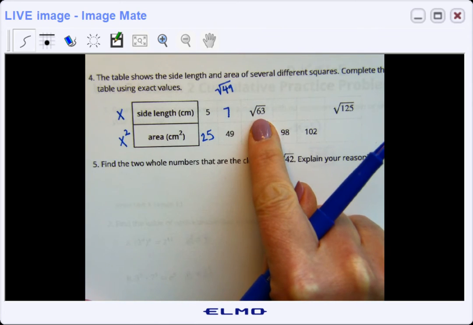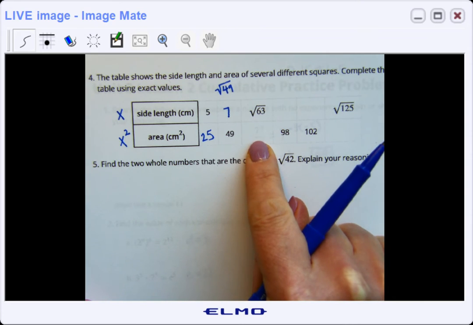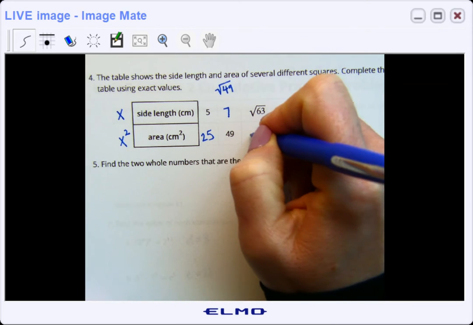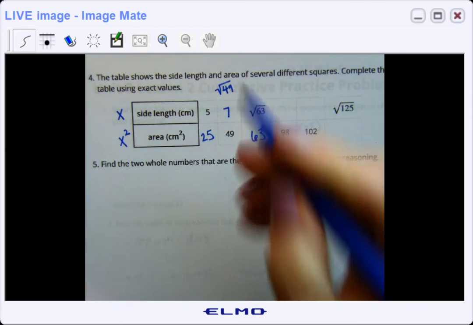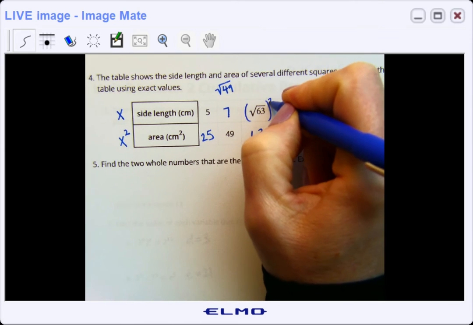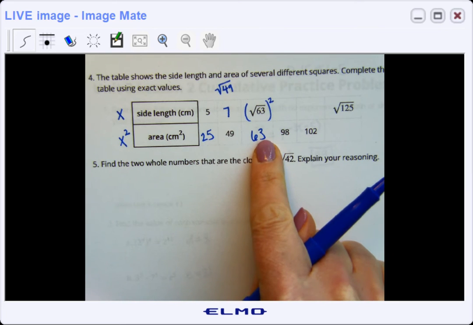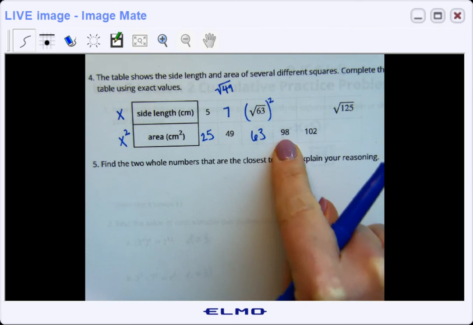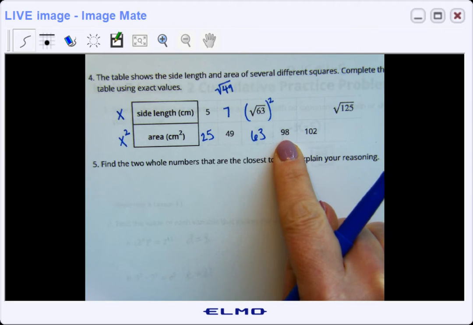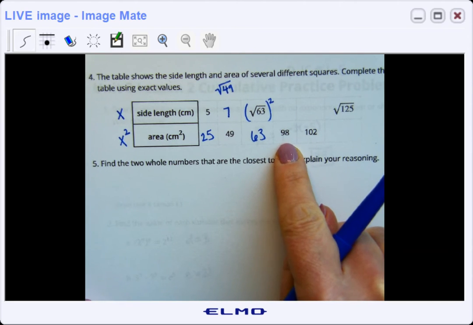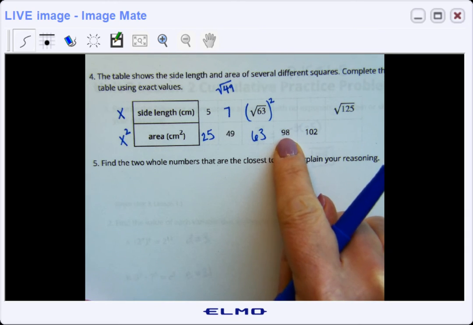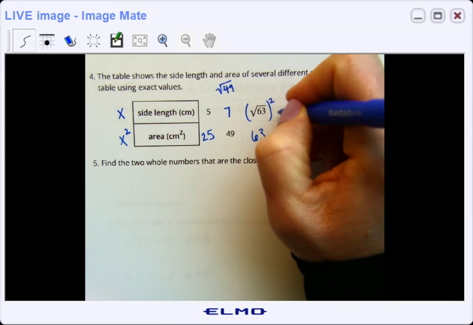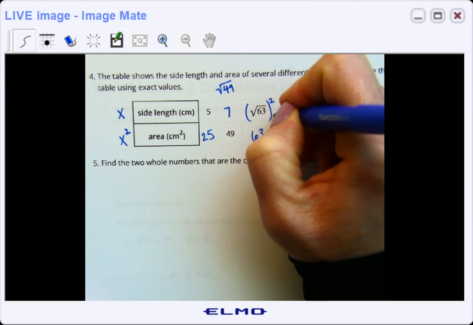If the side length is the square root of 63, then the area of the square is actually 63. So if you were to square the square root of 63, the answer is 63. In a similar way, I know that 98, because it's asking for exact values, 98 isn't a perfect square. So if it's the area of the square, then the length of one side is just the square root of 98.